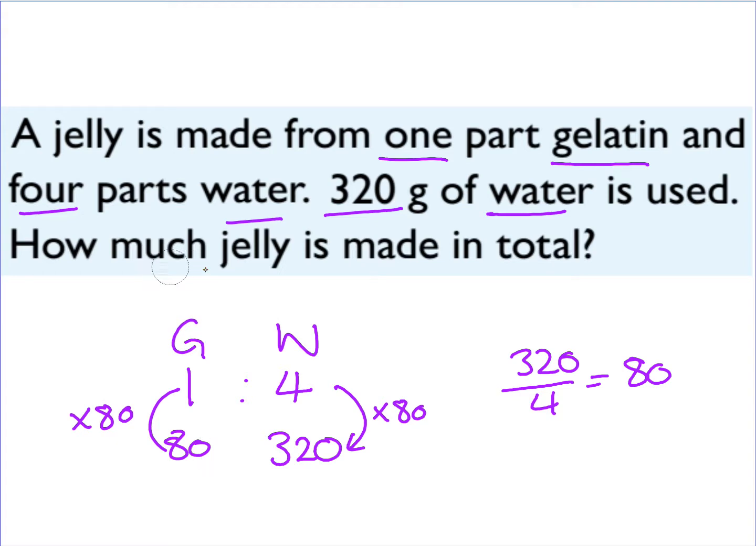Now, the question is how much total jelly is made. So we add the two together, 80 plus 320 equals 400 grams of jelly.